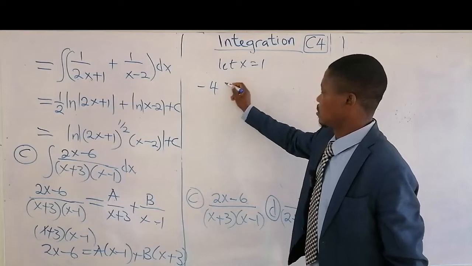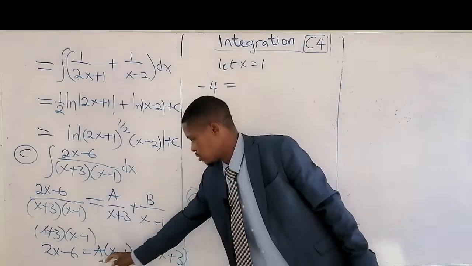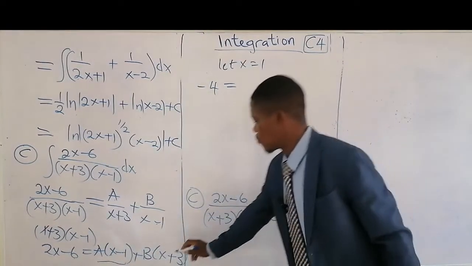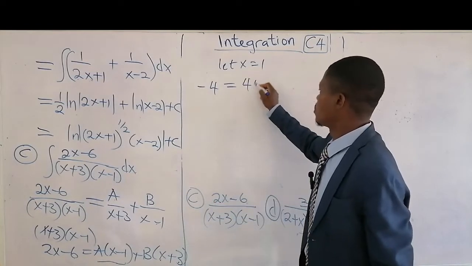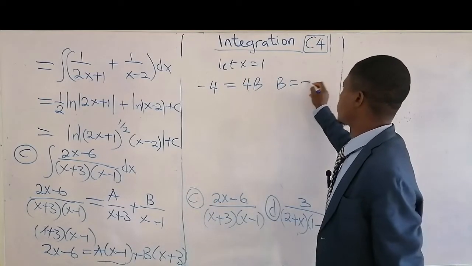Okay, so let x be equal to 1, so 2 times 1 minus 6, that's minus 4, equal to 1 minus 1, so this expression will cancel. Then we have 1 plus 3, that's 4b. So b is what? b is minus 1.